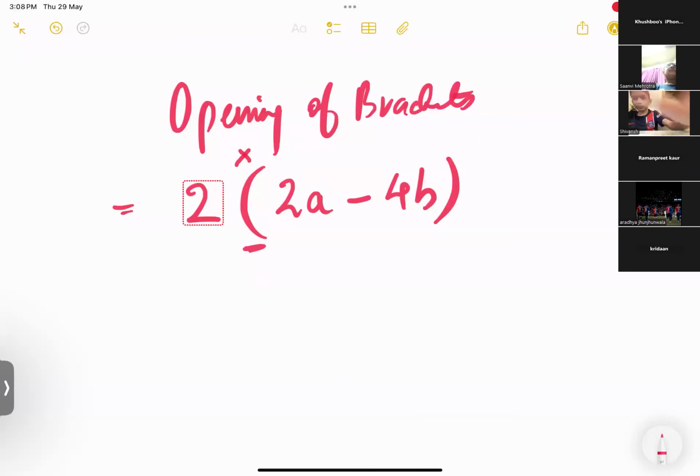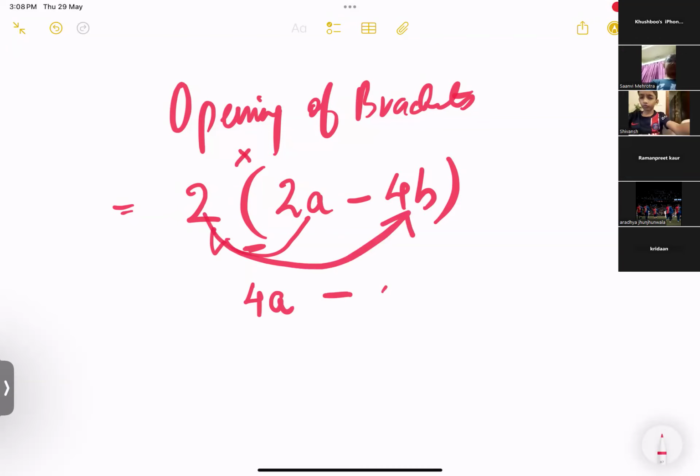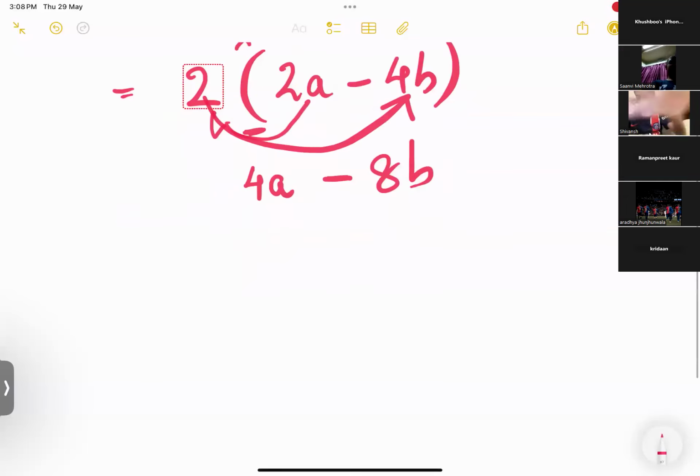Solve 2(2a - 4b). Now let's do it with me, okay? 2 times 2a becomes 4a. Then there's a minus sign. 2 times 4b becomes 8b. So whoever has given a 4b, please rectify your error. Next question.